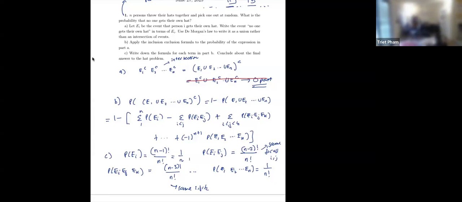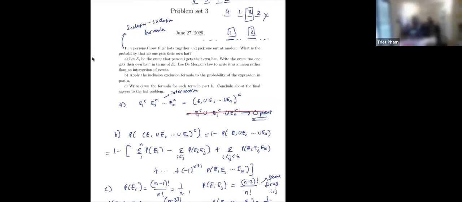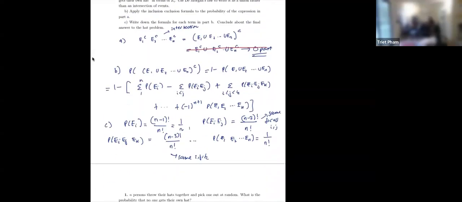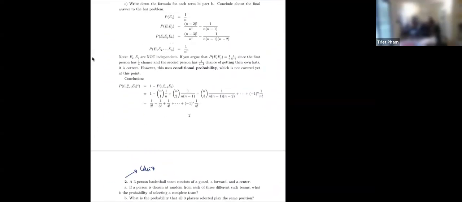So let's continue where we were last time. We were discussing the main point of lecture 3 and problem set 3, which is to calculate different kinds of probabilities. Different problems that basically just calculate probabilities.